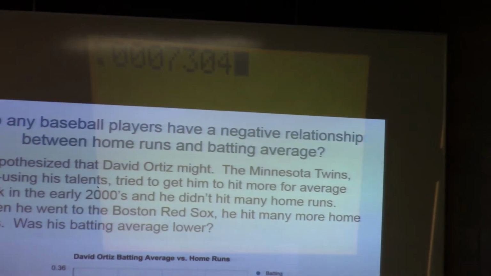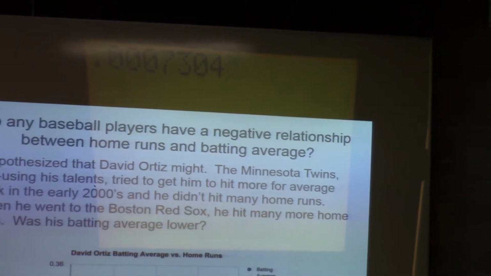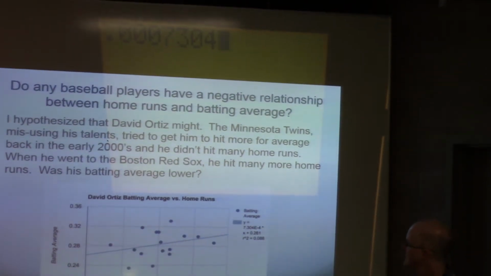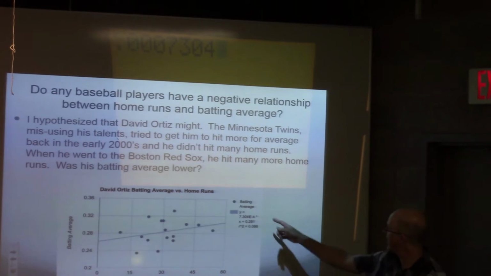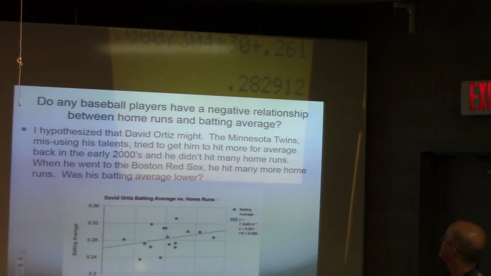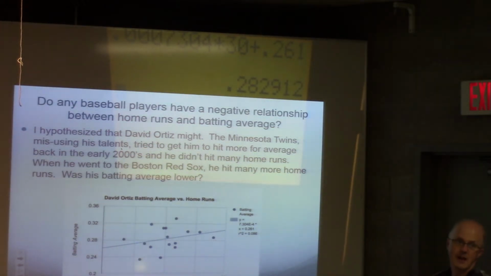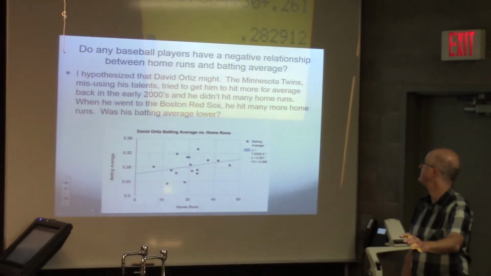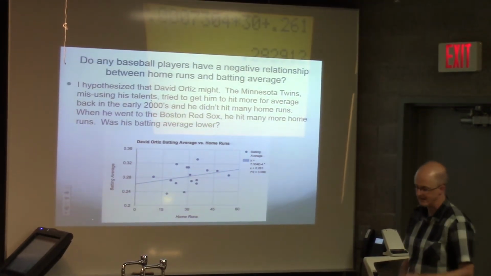How would you use this again if you wanted to, for example, for next season, predict what David Ortiz's batting average would be based on a certain number of home runs, say 30 home runs? You'd want to replace x with 30, so multiply this by 30, and then add the y-intercept, which is 0.261. If he hits 30 home runs, your prediction for his average would be .283. Again, will that happen? Probably not. That's just your best guess in the absence of other information. Okay? So you should be able to use formulas as well, like this.